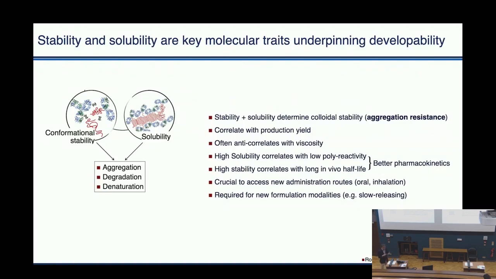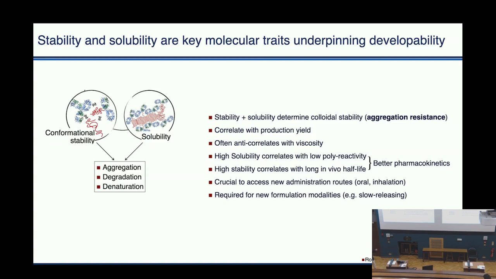So why stability and solubility in particular among all the other properties? Because these two properties are quite important for developability, perhaps the most important, because together they determine aggregation propensity, degradation, especially by proteases, and of course denaturation. And together they've been shown to determine colloidal stability. They correlate with expression yield, which is very important if you want to manufacture a product. They often anti-correlate with viscosity.